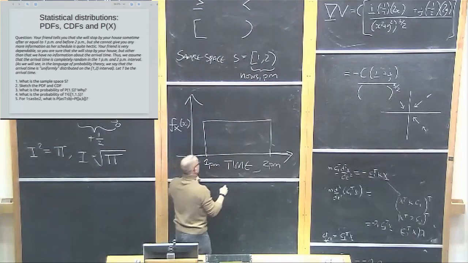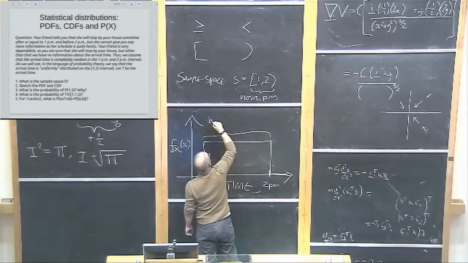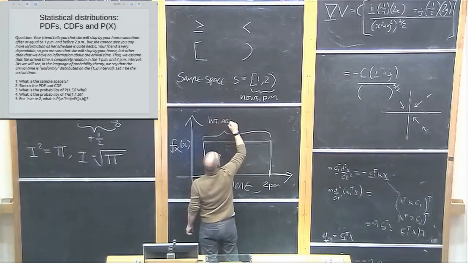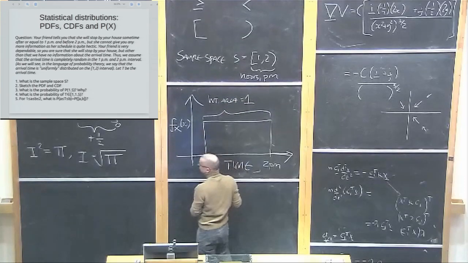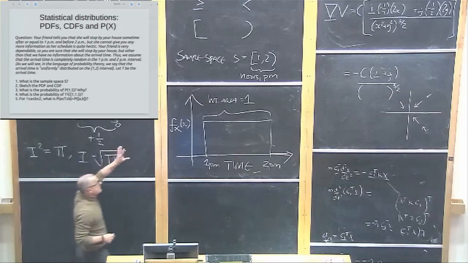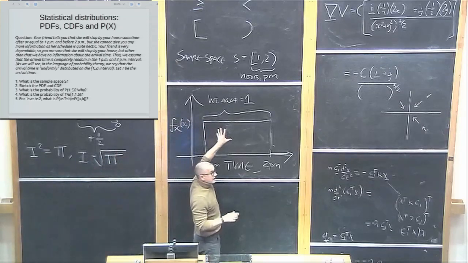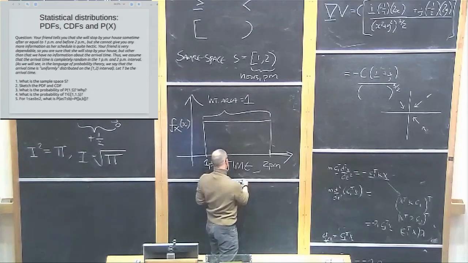Okay? The total integrated area of the probability density function has to be 1, and that's how you normalize it to work out what some of your constants are when you calculate the PDF. And that means the probability has to be 1. It has to be that she will arrive sometime in this interval.